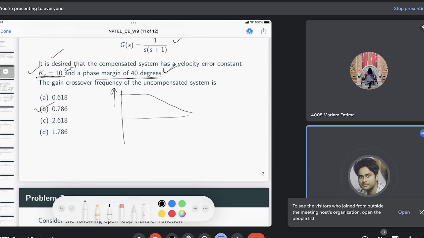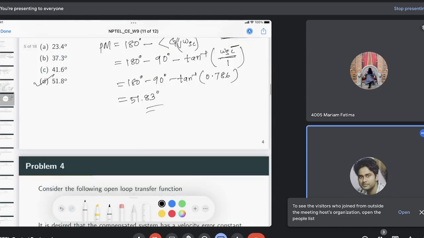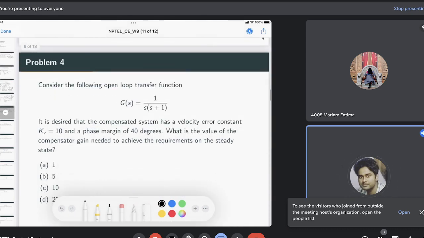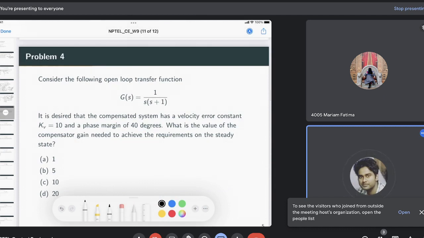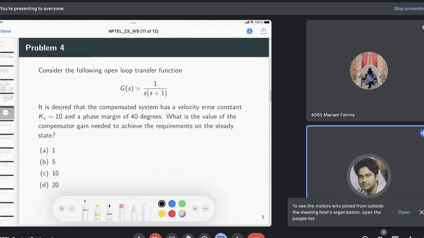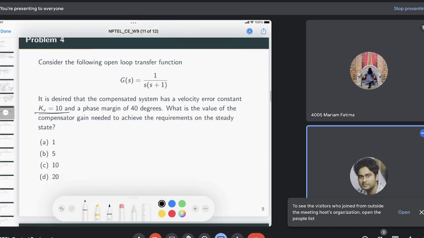So if it just shifts, then we see that this gain crossover frequency will also change because we are just increasing this magnitude. In that sense, this phase margin will decrease for the compensated system once we have this gain. Okay, so first we compute what the gain should be so that we meet the error specification, that is the velocity error specification. First we do the gain adjustment.